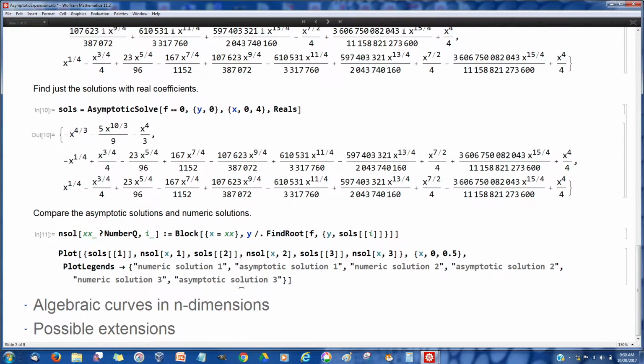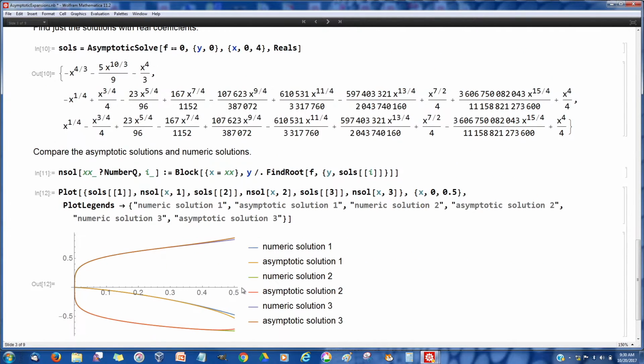So here are the real solutions, and we graph them for positive values of x. Again we can see they are very close to the numerically obtained solutions. It's very useful to have this asymptotic solution. We could find the actual three numeric solutions using them as starting points.